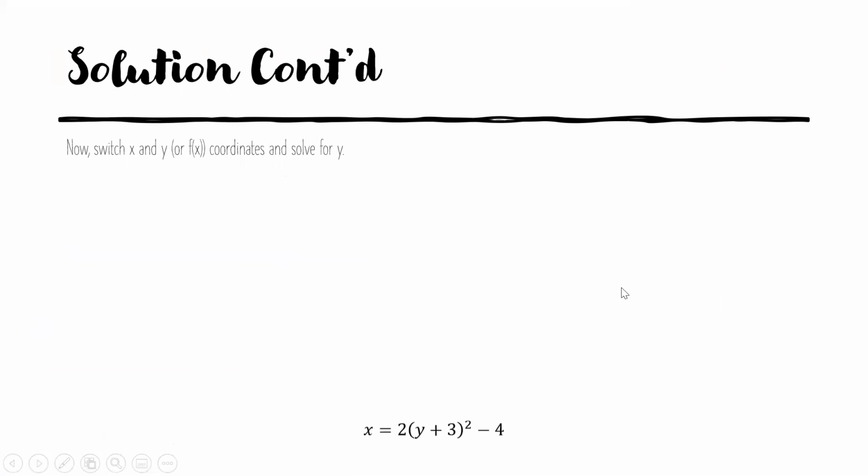Okay, so what we're going to do is switch the x and the y. So then we end up with x is equal to 2 times (y plus 3) squared minus 4. And now that we have it in vertex form, we can more easily isolate for the dependent variable, which is what we're trying to isolate for. So keep in mind, I made a little typo before. So we're trying to isolate for y now.